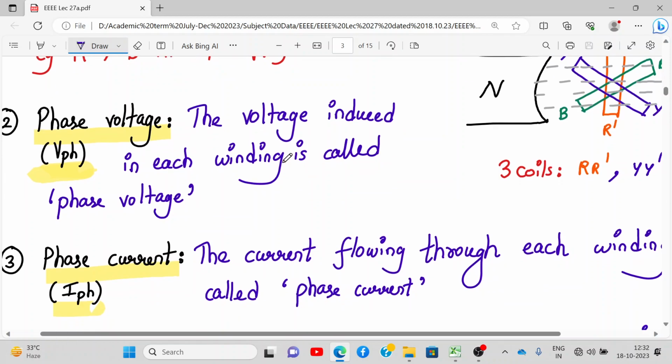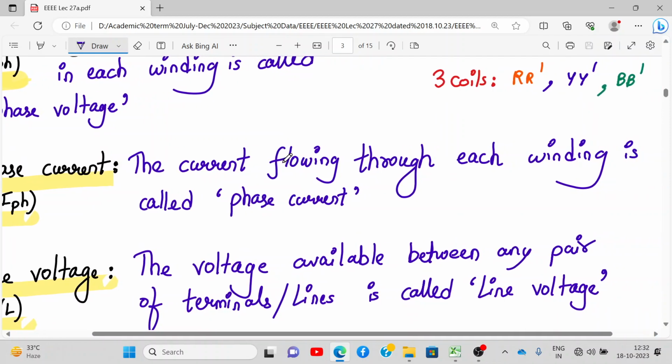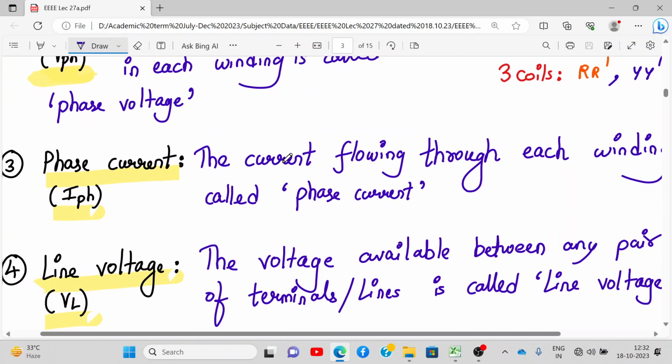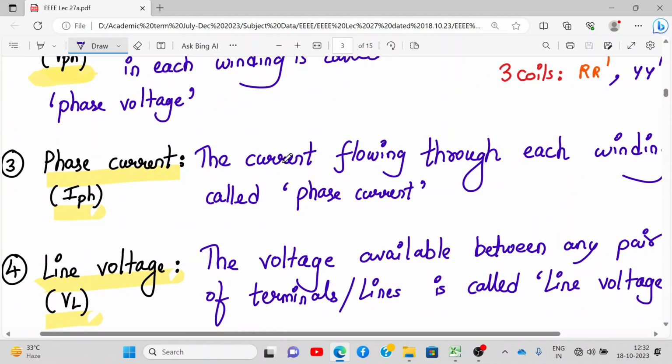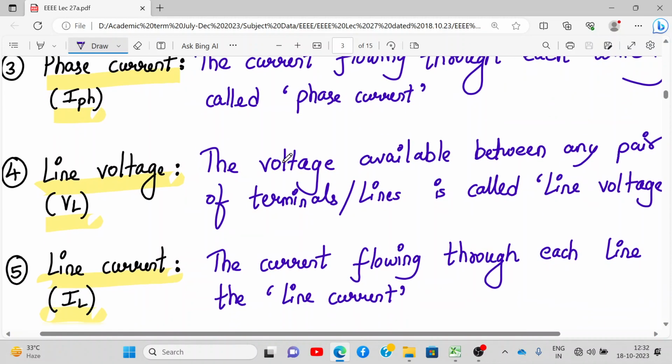Okay. Next is phase current. Just write phase current, IPH. The current flowing through each winding is called phase current. Okay. Phase voltage, phase current, understood?